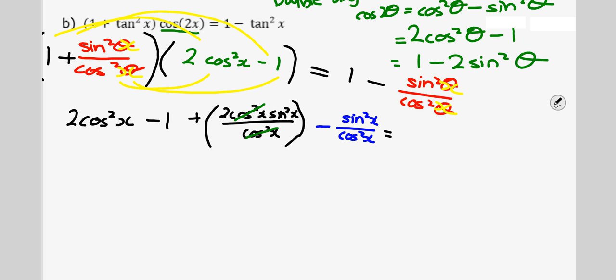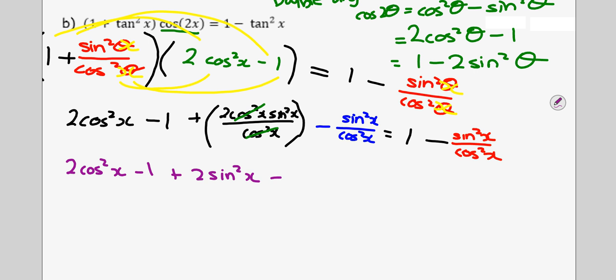Don't forget the other side. Equals 1 minus. So if you want to, you can just rewrite the whole thing nicely again. So you can do 2 cos squared x minus 1 plus 2 sine squared x minus sine squared x cos squared x equals 1 minus sine squared x over cos squared x.